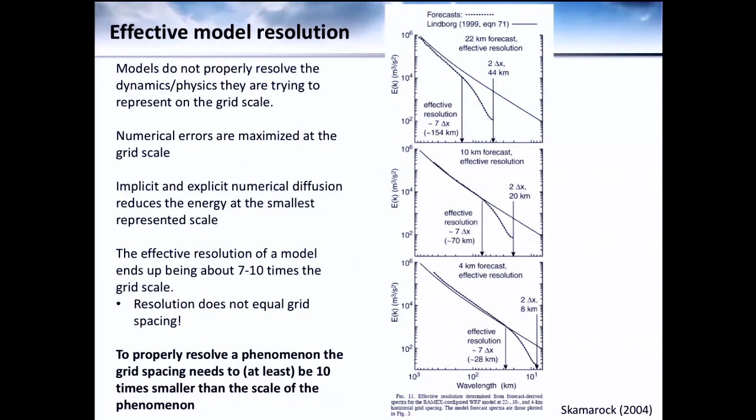Quite often, depending on the model, depending on the scenario, you can actually see a little bit of a lump there at 7 delta x. There's an accumulation of energy at that smallest resolvable scale. And that can be from unresolved processes that are spurious and have more energy, or it could be from an accumulation of energy here from an energy cascade. Right? So a good rule of thumb is that to properly resolve a phenomenon, the grid spacing needs to be at least 10 times smaller than the scale of the phenomenon you're interested in.